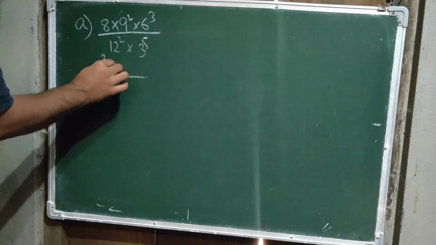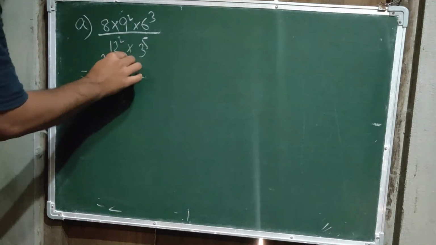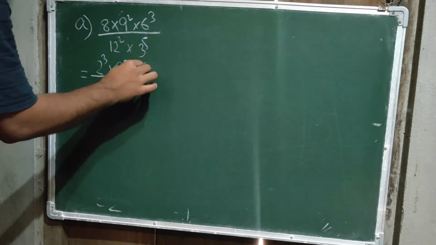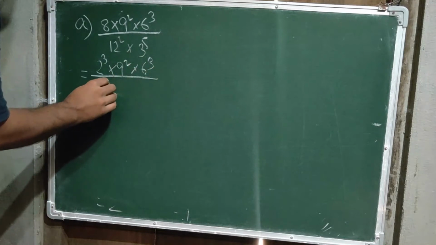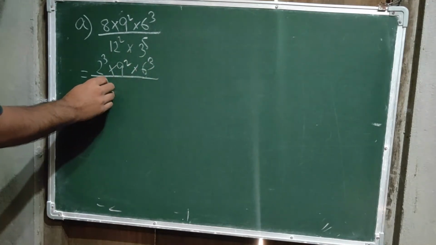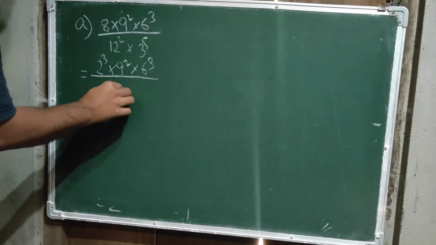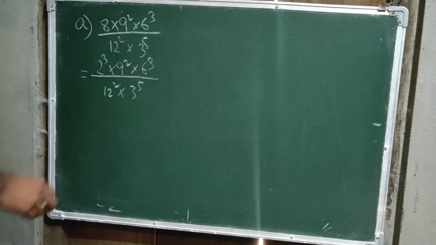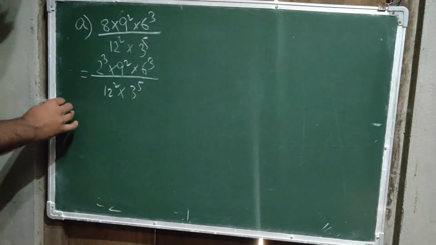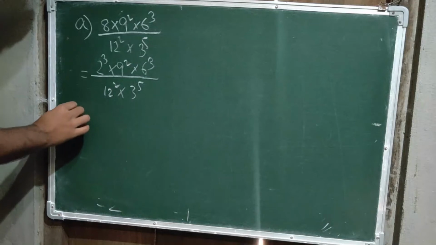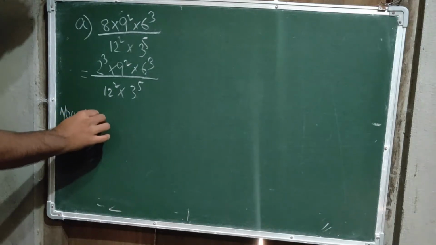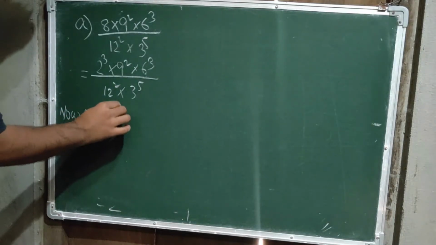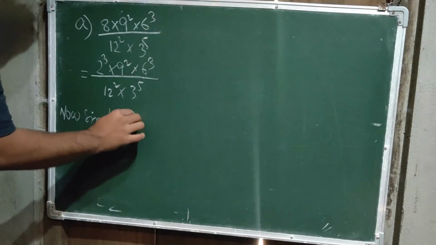8 will become 2³, and 9² into 6³. So the denominator will become 12² into 3⁵. Now simplification.